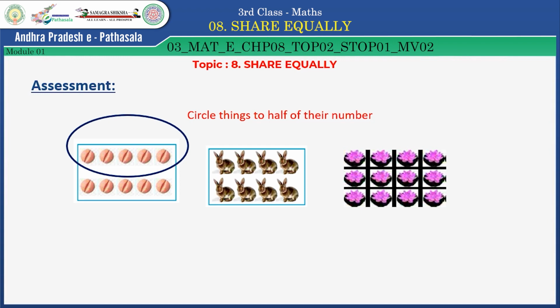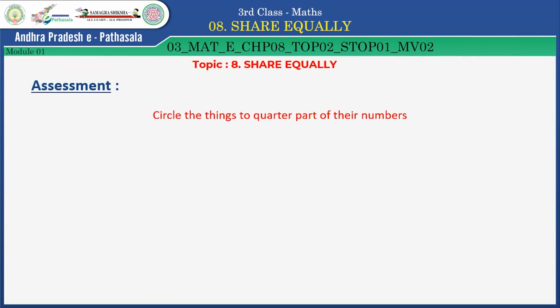Out of 8, a circle is drawn around 4 rabbits. That's correct. In the third picture, there are 12 flowers. Out of 12, a circle is drawn around, yes, 6 flowers. That's good. Now we do another simple exercise.